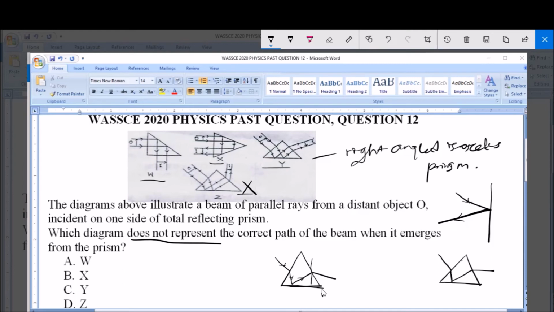But if you look at illustration Y, you see that the light was actually refracted when it was moving from the glass to air because of the change in density. You can see this was the incident ray and this is the refracted ray. But illustration Z is wrong. So the answer to this question is option D. It does not represent the correct part of the beam when it emerges from the prism. So D is the answer to this question.